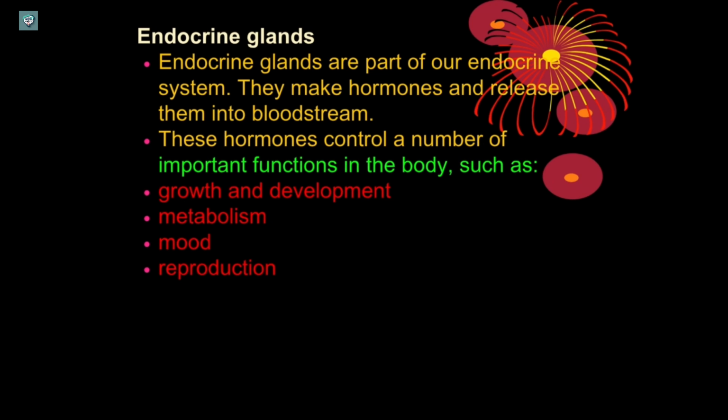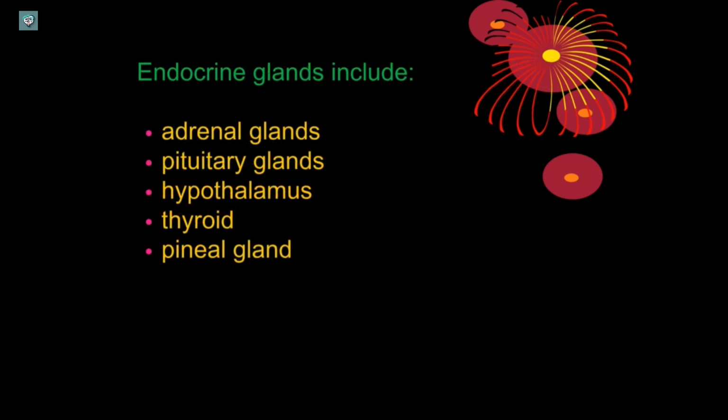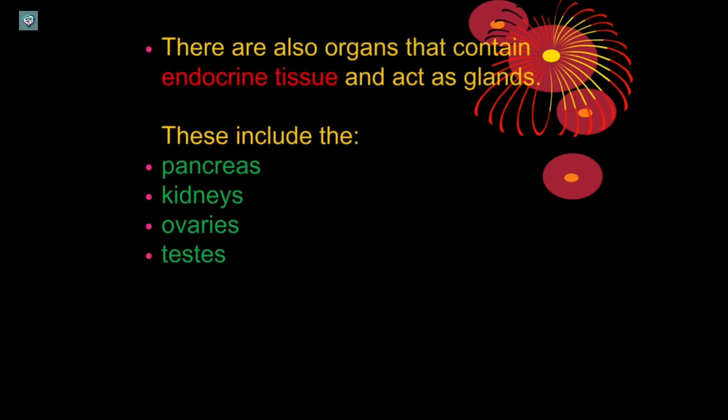Endocrine glands. Endocrine glands are part of our endocrine system. They make hormones and release them into the bloodstream. These hormones control a number of important functions in the body, such as growth and development, metabolism, mood, and reproduction. Endocrine glands include adrenal glands, pituitary gland, hypothalamus, thyroid, and pineal gland. There are also organs that contain endocrine tissue and act as glands. These include the pancreas, kidneys, ovaries, and testes.